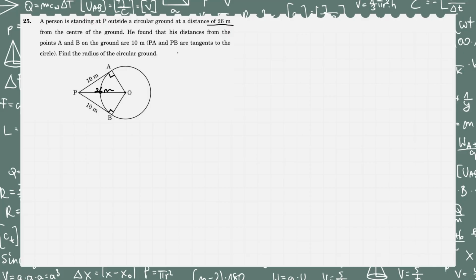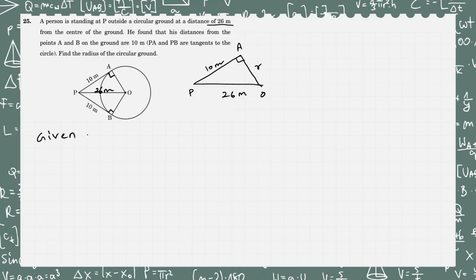Now we already know that OA is the radius of the circle and PA is a tangent. So OA and PA will be perpendicular to each other. How do we know that? Because by the theorem, the radius is perpendicular to the tangent at the point of contact. So the angle at A is 90 degrees. After that we can take that right triangle, apply Pythagoras rule, and easily find the radius. So let's see how to do this.